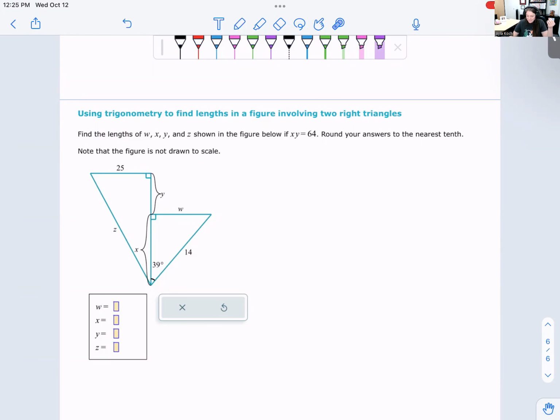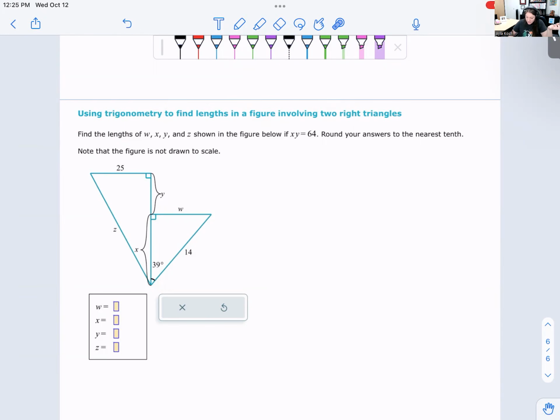So at the end of class, there was a question asked about a topic, and I thought it was a topic we had gone over, but it was actually just a very similarly named topic. So I'm going to post this video where I talk about this topic, using trigonometry to find lengths in a figure involving two right triangles, not the word problem version.